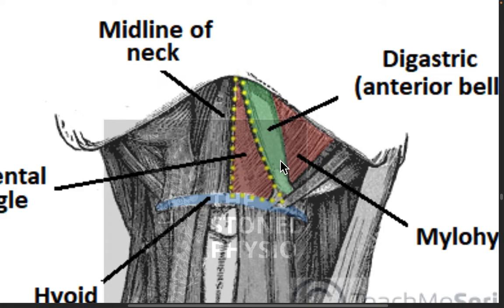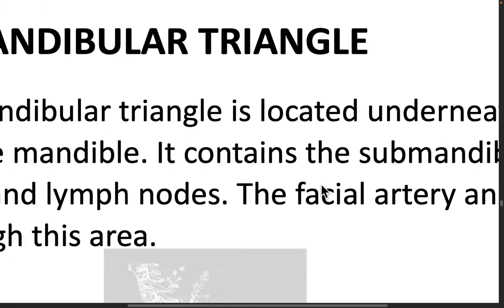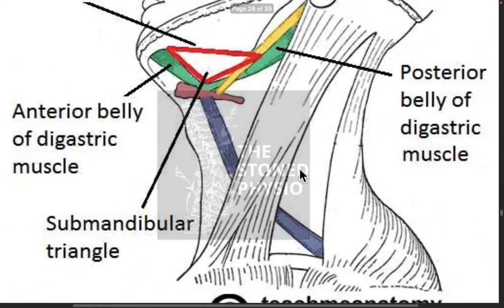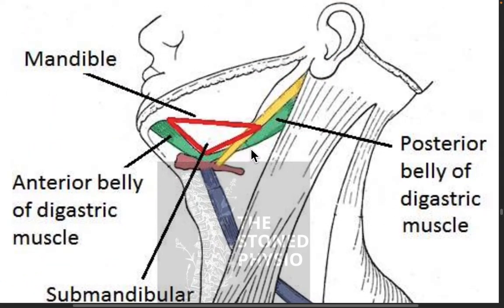Lateral surface of the anterior belly of the digastric. Yes, you can say the lateral border of the anterior belly of the digastric. Laterally it is made by this particular muscle, that is the posterior belly. Okay, let's look at it here. And we have the anterior part of the posterior belly of the digastric.